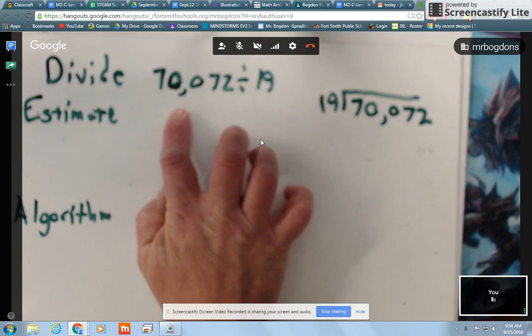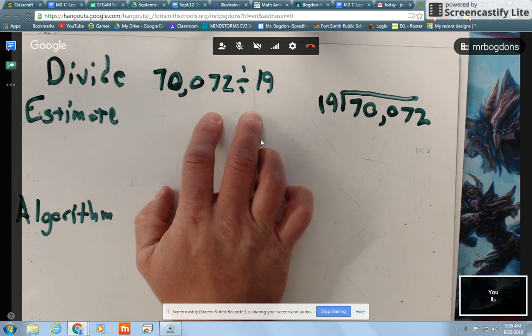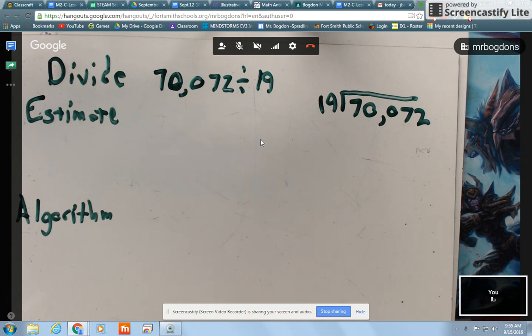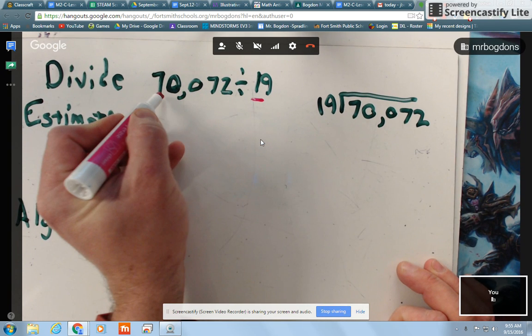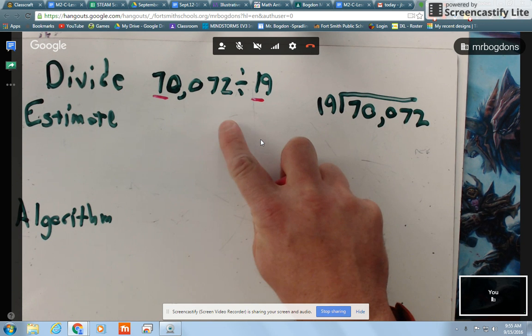Okay, first example, we have 70,072 divided by 19. Before we do our division, since we are now dividing with multi-digit divisors, it's important for us to have a good estimate before we start. Recall that whenever we estimate, we look at the largest place values in both the divisor and the dividend. That's basically just saying look at the number all the way to the left.